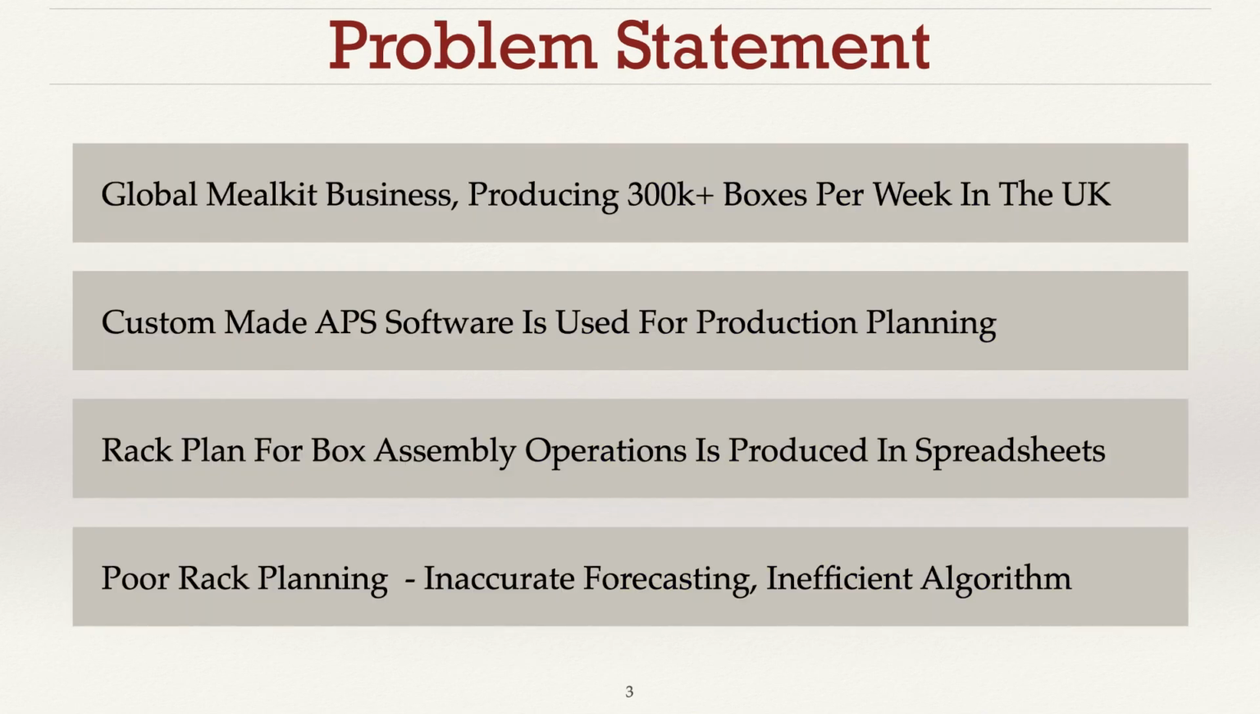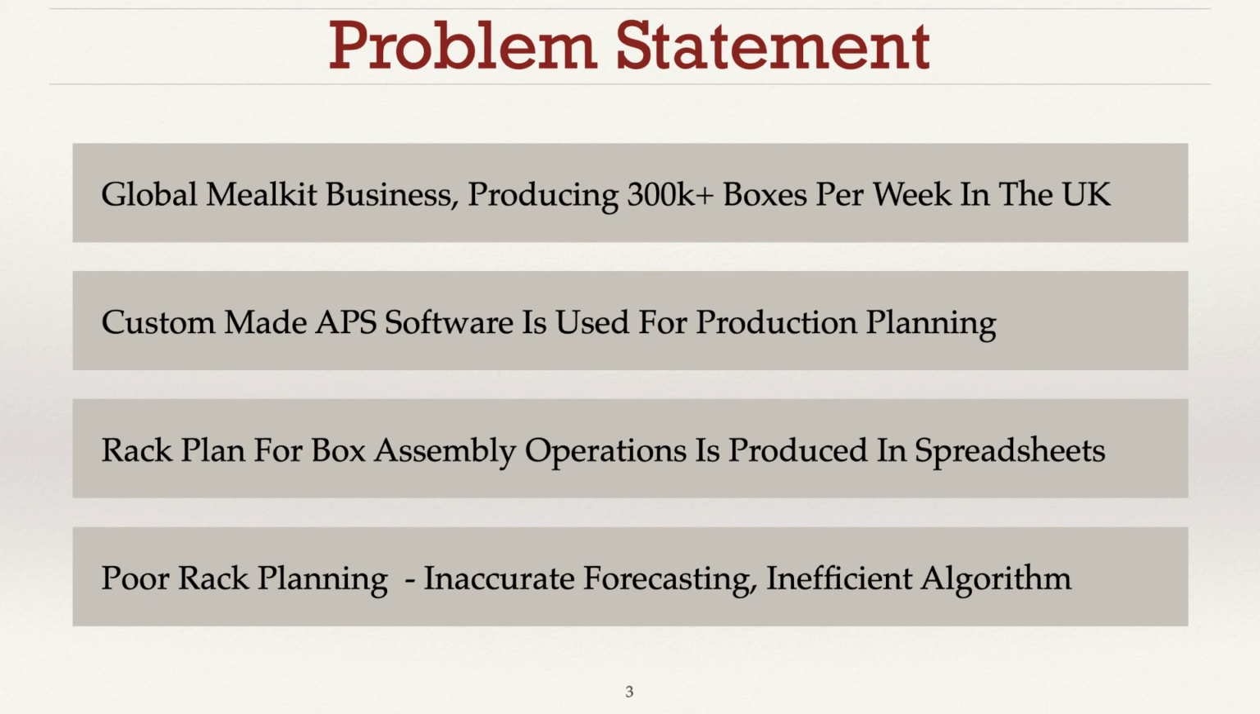Now let's look at the case study. Here we have a global meal kit business producing 300,000 boxes per week in the UK. They have operations in other countries as well, but this case study is about UK operations. They use APS software, advanced planning and scheduling software, to perform the production planning, which is actually customized for them. It's a custom-made APS software.